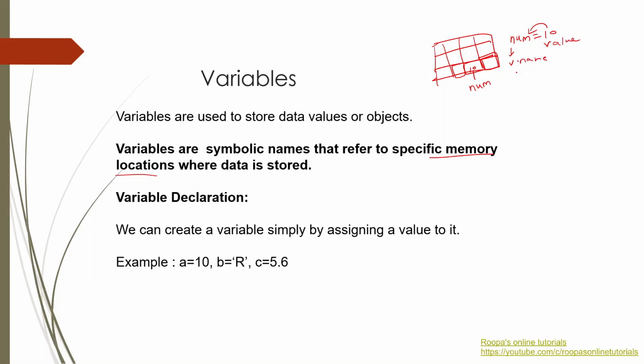In Python, you have to remember that we can simply create a variable by just assigning the value to it. If you observe here, I can simply say a is equal to 10, b is equal to r. I don't need to say, like in other languages, int a is equal to 10 to represent a as an integer value, or char b is equal to r to represent it as a character value. I'll be showing you a few snippets of programs after this.